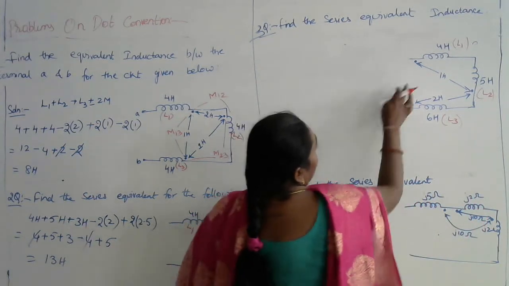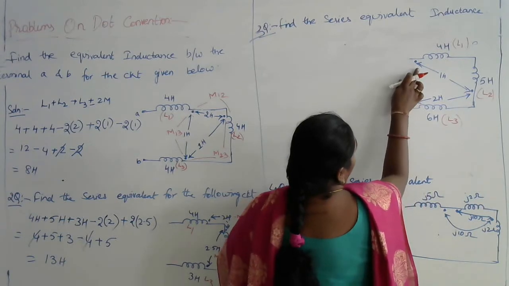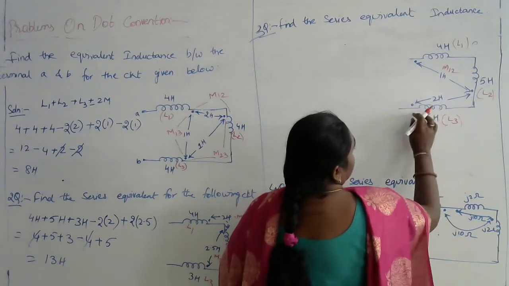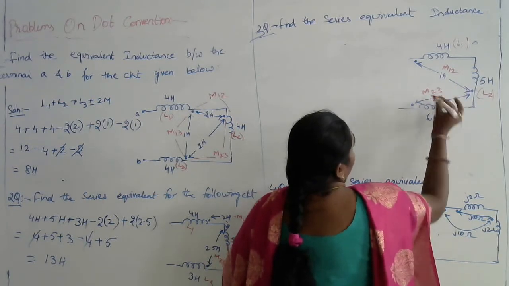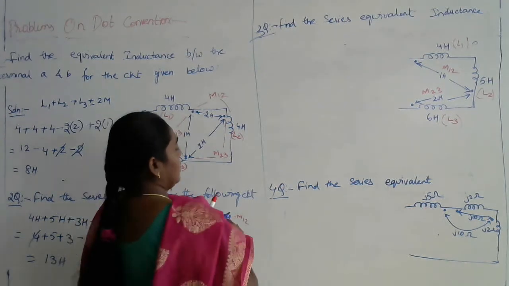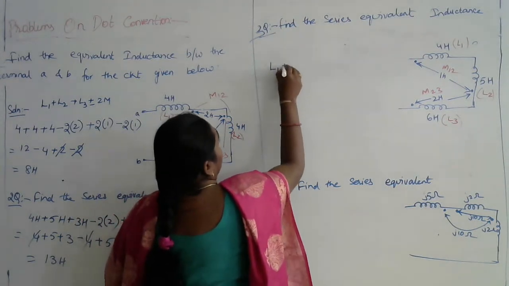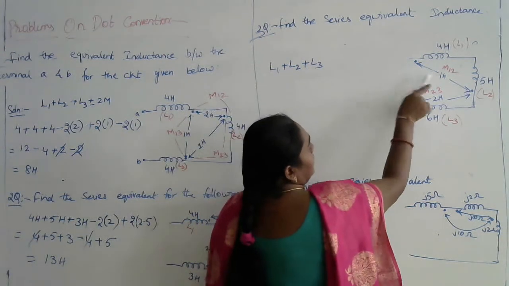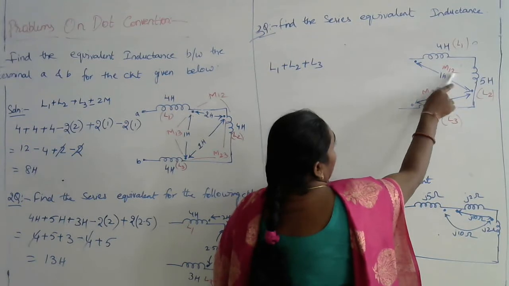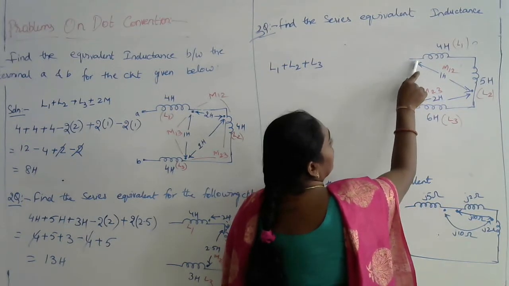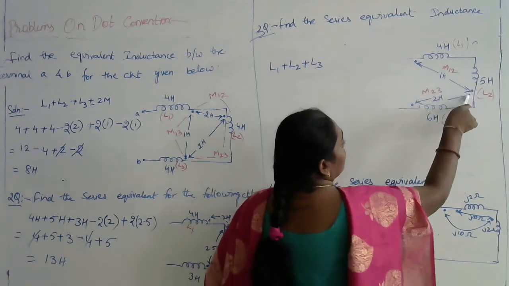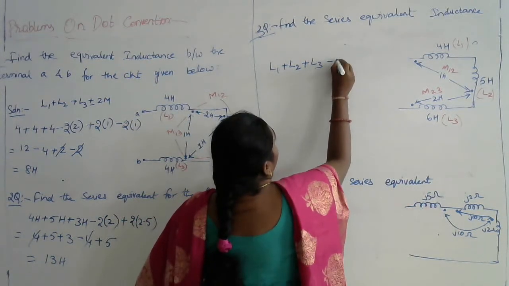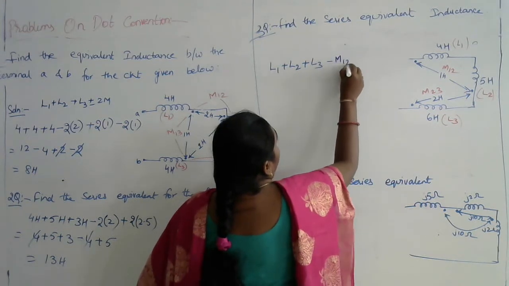And here we are having two mutual inductances. Between 1 and 2 it is M12, and between 2 and 3 it is M23. In simple words, the total is L1 plus L2 plus L3. Next is M12. In case of M12, the current is flowing here from dot to coil, and here it is coil to dot. As both are in the opposite direction, I can write minus M12.